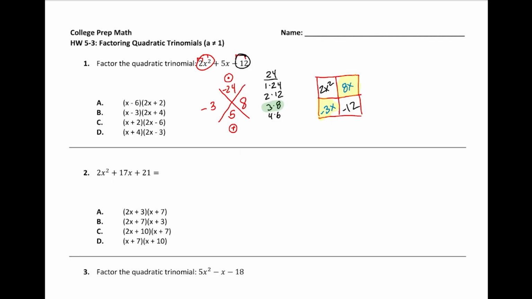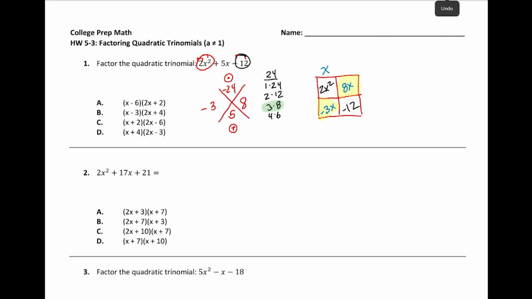Now, to come up with the factors, once you've got this set up, you want to find the greatest common factor of each column and each row and write that above or to the left of those columns and rows. So if I look at this first column, the GCF between 2 and 3, those are both prime. They don't have a common factor, but both of these terms have an x. So the GCF of that column is x.